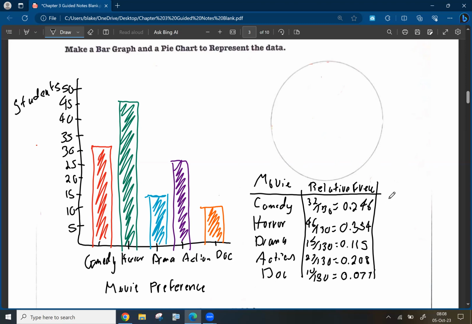But now what we can do is calculate the size of the angle that their pie slice would have. Remember, a circle is 360 degrees. So this essentially, remember, is about 24.6%. What I want to know is what's 24.6% of 360 degrees. The way we can do that is by taking that proportion value, 0.246, and multiplying it by 360.